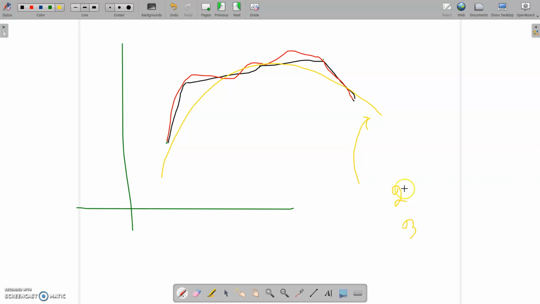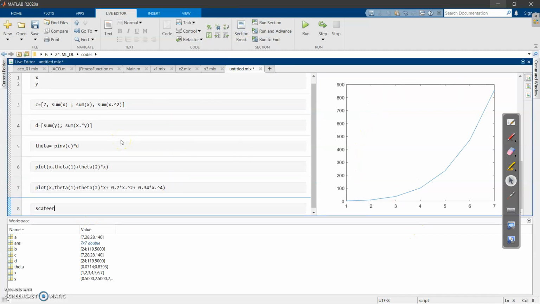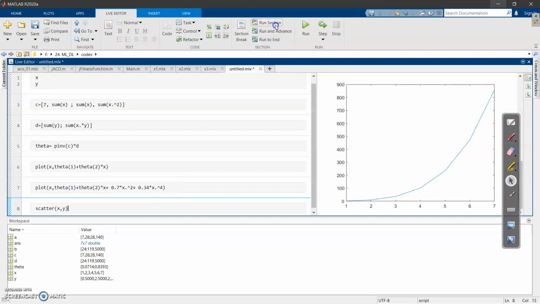So how do you understand which order of polynomial should be better fitted, more suitable for your data? You have to visualize the trend. You have to visualize the data. First, you need to just plot a scatter plot of x, y. First, plot the data.